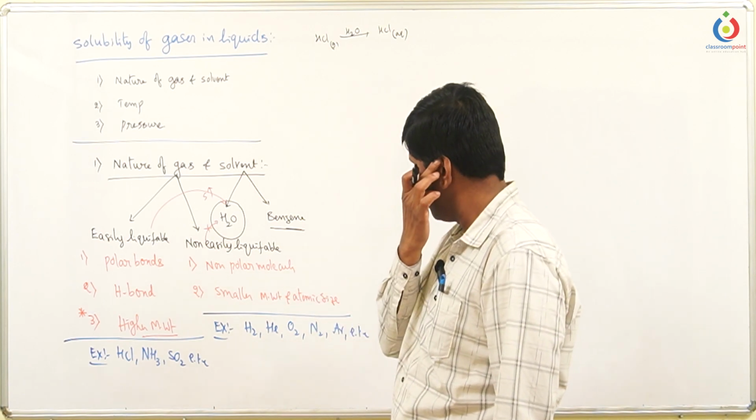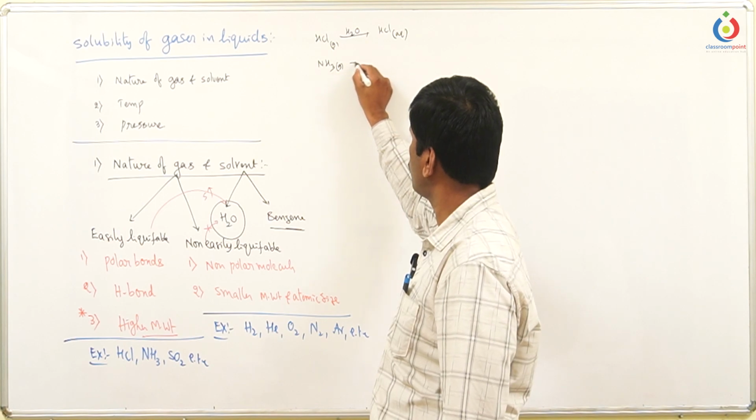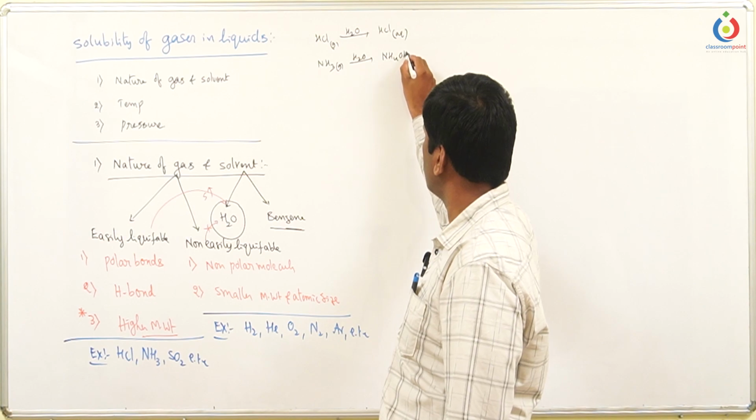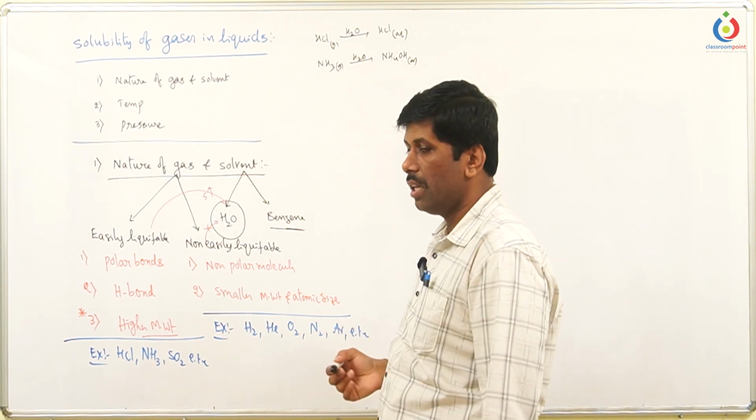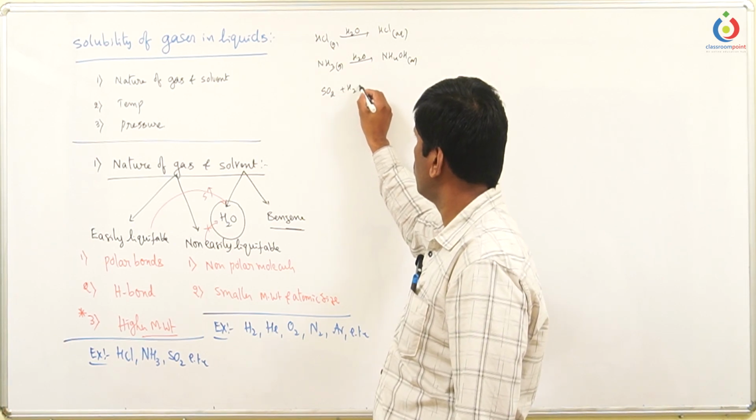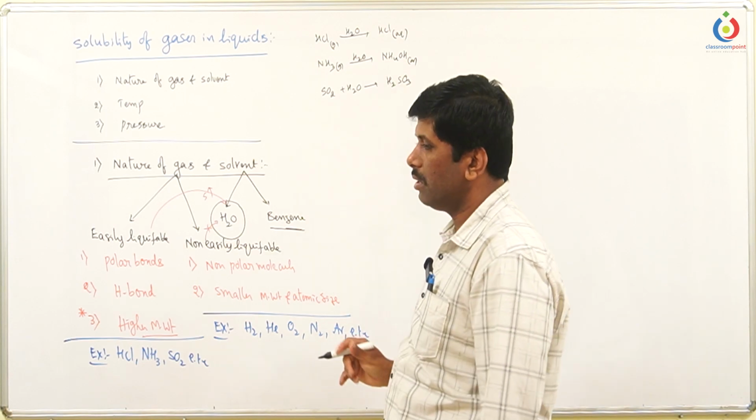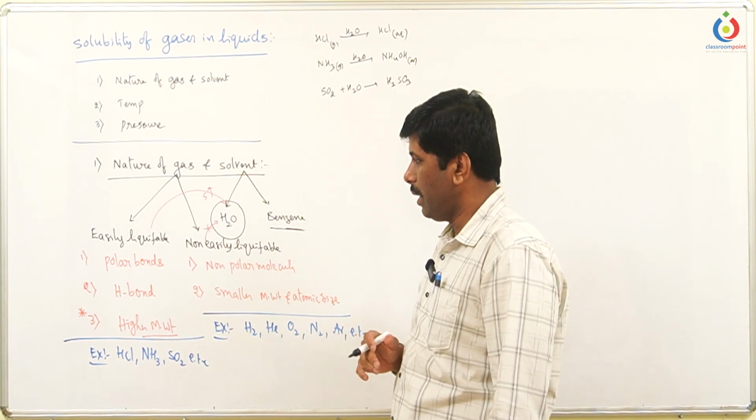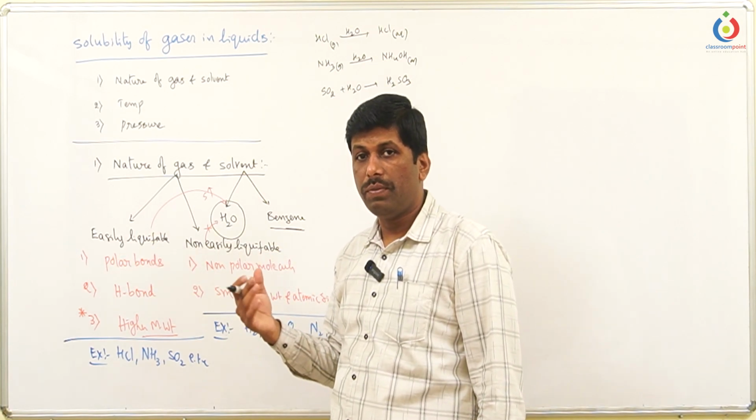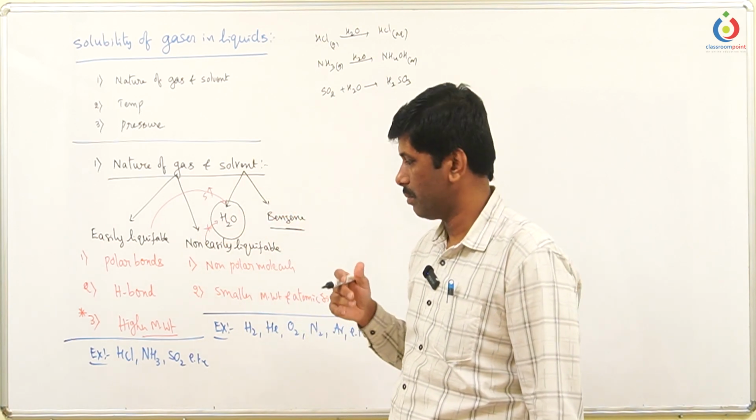So it is more soluble. And when you add ammonia gas to the water, it forms ammonium hydroxide, so that it is again more soluble. And if you add SO2 to the water, it reacts with the water and forms H2SO3, so that is also more soluble. Means easily liquefiable gases not only can be liquefied easily, if they are able to react with the water, then their solubility in the water shall be very high.